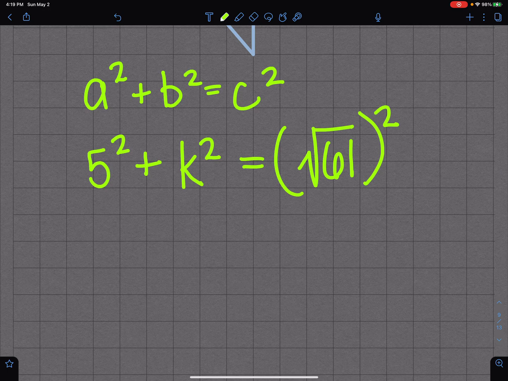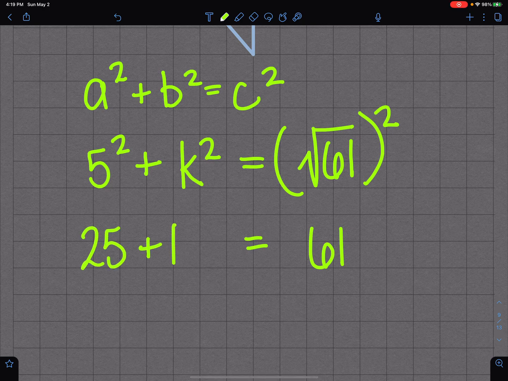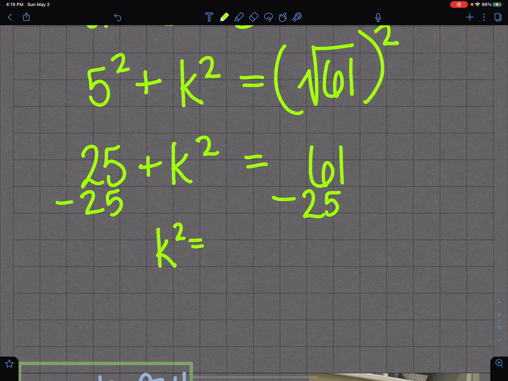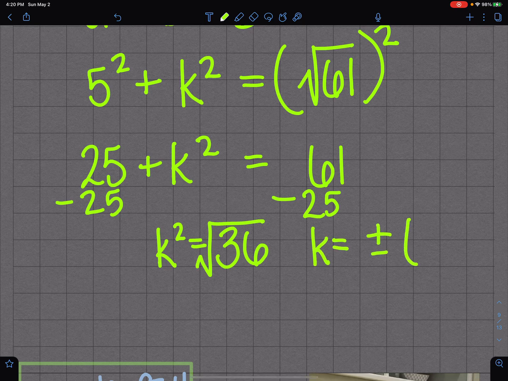Now we're going to simplify. When we square the square root of 61, it just cancels out and becomes 61. So 61 is equal to 25 plus K squared. Makes sense? Now I'm going to subtract 25, so K squared is equal to 36. And then square root that, and you're going to have K is equal to plus or minus 6.